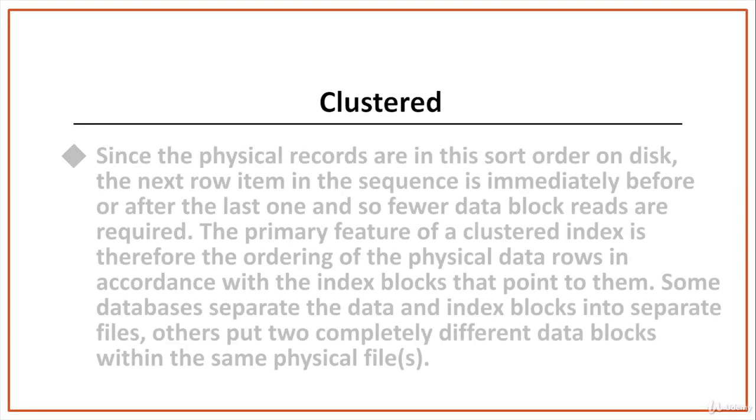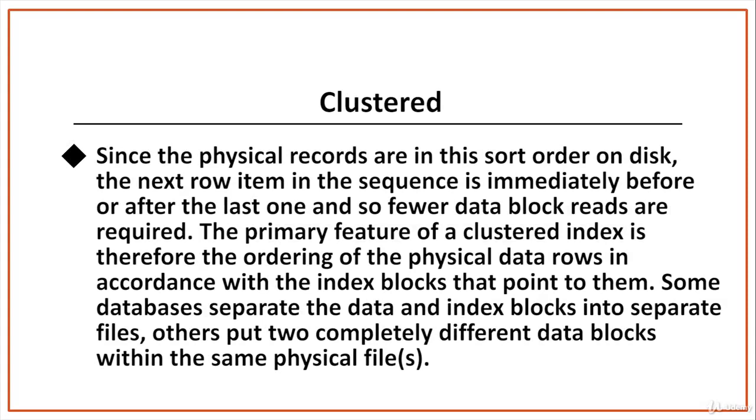Since the physical records are in this sort order on disk, the next row item in the sequence is immediately before or after the last one, and so fewer data block reads are required. The primary feature of a clustered index is therefore the ordering of the physical data rows in accordance with the index blocks that point to them. Some databases separate the data and index blocks into separate files. Others put two completely different data blocks within the same physical files.